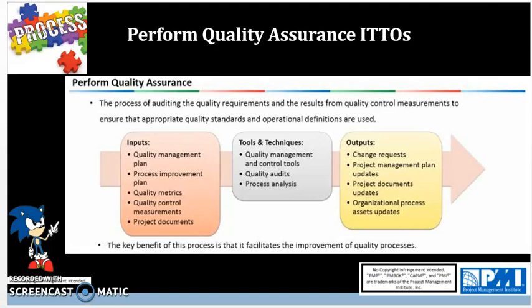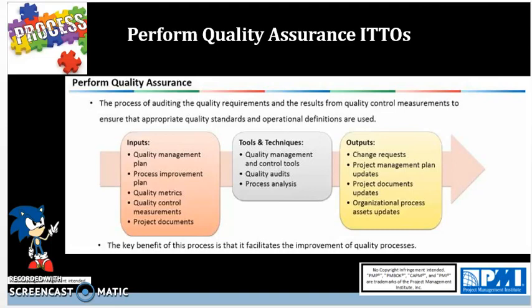So basically, Perform QA is essentially the process of auditing quality requirements and results from quality control measurements to ensure that appropriate quality standards and operational definitions are used to meet the customer's needs. So the ITTOs, inputs, tools, techniques, and outputs, for the Perform Quality Assurance process are shown here.